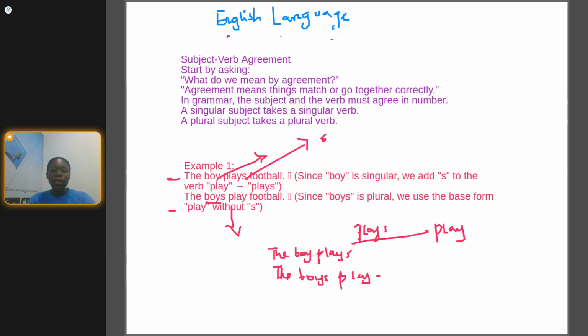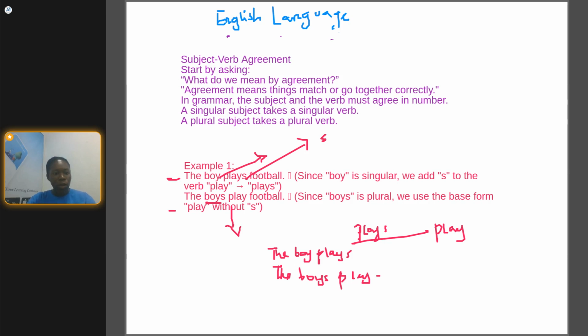All right. Now, the other form of it is they like ice cream. Now, they is plural, so the verb like is going to remain in its base form. You are not adding s to it. Okay, so that's the first thing we are looking at. That's a basic rule. Once you have the subject as singular, then your verb must carry an s. Once your subject is plural, then your verb doesn't need to carry any s.